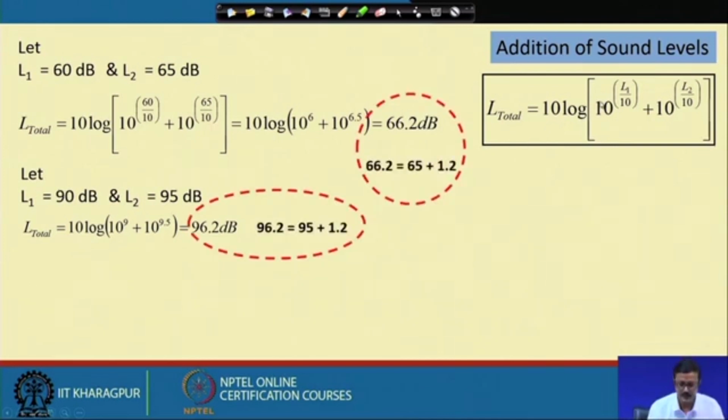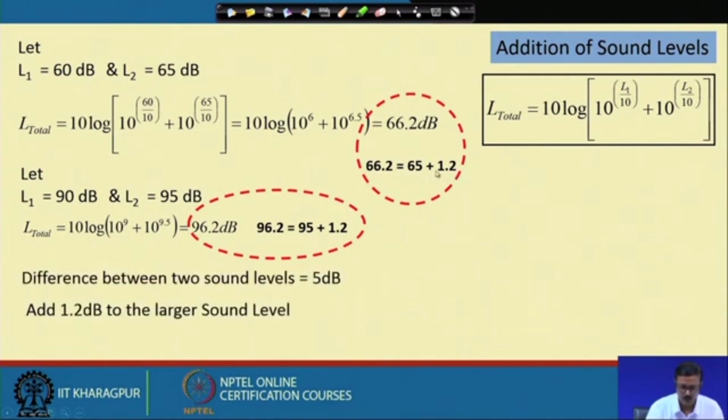Now, what I see is that in both cases there is a similarity. What is this similarity? 66.2 is nothing but 65 plus 1.2. What is 65? Out of 60 and 65, the higher one is 65. So, 65 plus 1.2. And 96.2 is 95 plus 1.2. 95 is the higher of these two. So, if the difference between the two levels of sound is 5 dB, add 1.2 dB to the larger sound.